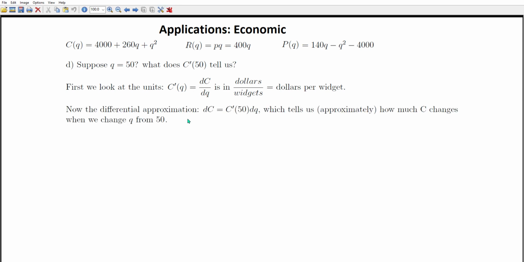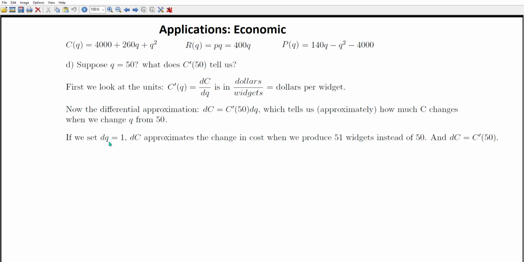Now we look at the differential approximation. dC is C prime of 50 dQ, which tells us approximately how much C changes when we change Q from 50. So if we set dQ equal to 1, dC is approximately the change in cost when we produce 51 widgets instead of 50. And dC is thus C prime of 50. So C prime of 50 is approximately the cost of producing the 51st widget if we've already produced 50.